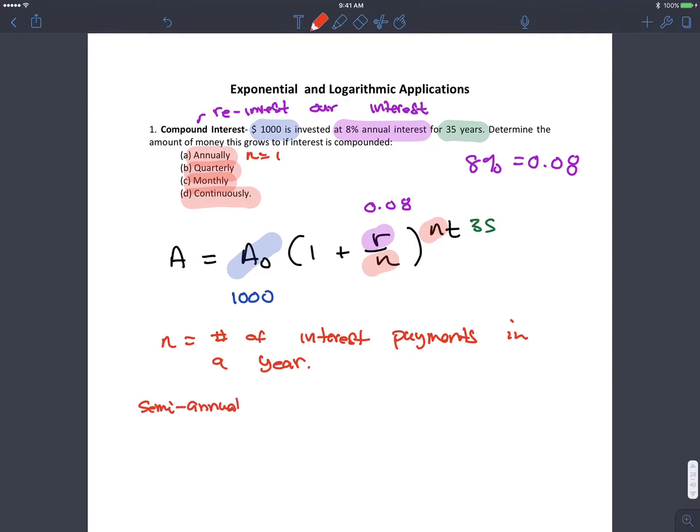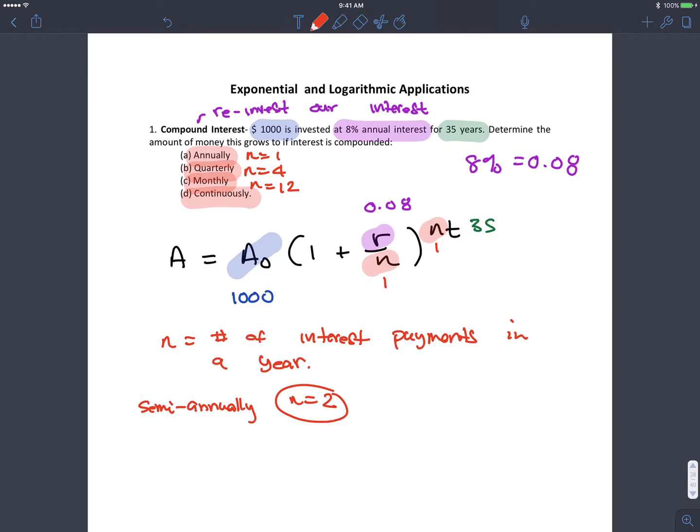Semi-annually is actually 2 payments in a year. N is 2. Quarterly, there's 4 payments in a year, every quarter. Monthly, there's 12 payments in a year. Every month you receive an interest payment. And so this interest is essentially reinvested through time. And this is called compounding or compound interest type of model. And in this question, part A, by the way, N is the value 1. So I'm going to replace this N here with a 1.